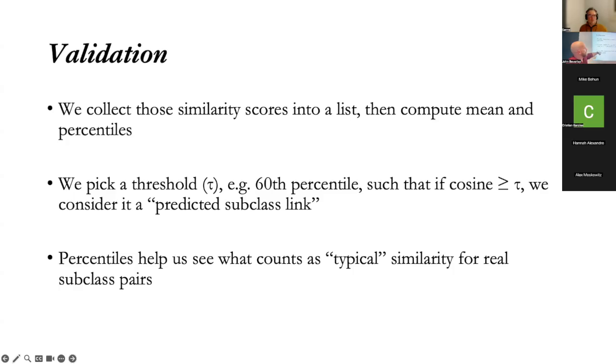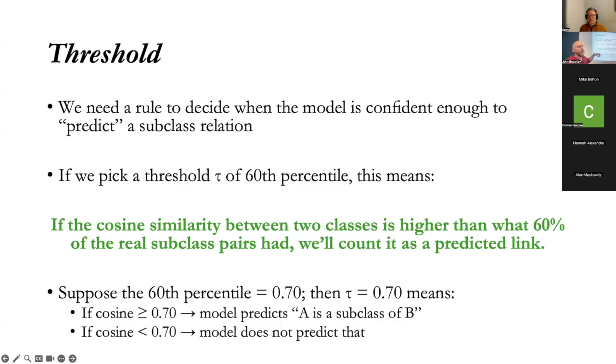So, these percentiles help us see what counts as a typical similarity for real subclass pairs. If we just picked whatever we wanted, it can be arbitrary. We need a rule that tells us when the model is confident enough to predict the subclass relation. For example, if you pick a threshold of the 60th percentile, what this means is if the cosine similarity between two classes is higher than what 60% of the real subclass pairs had, we'll count that as a predicted link.